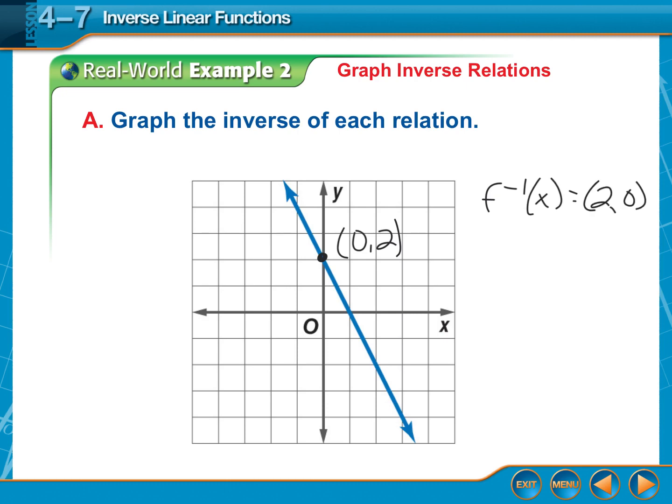So I'm going to go plot that. 2, 0 is here. Okay, I'm going to pick another point. If I pick this one up here, what's that point as a coordinate? -1, 4. What would its coordinate be? 4, -1. So I'm going to find 4, -1. And then its inverse would look something like this. Okay?